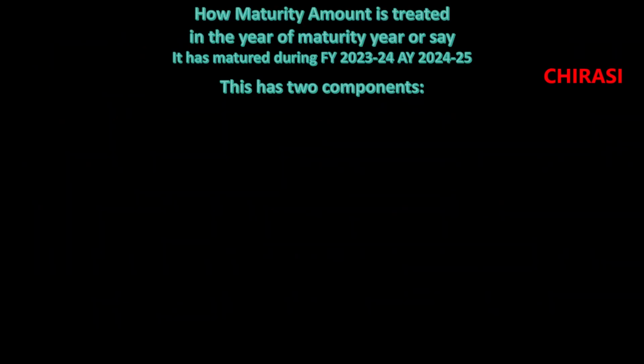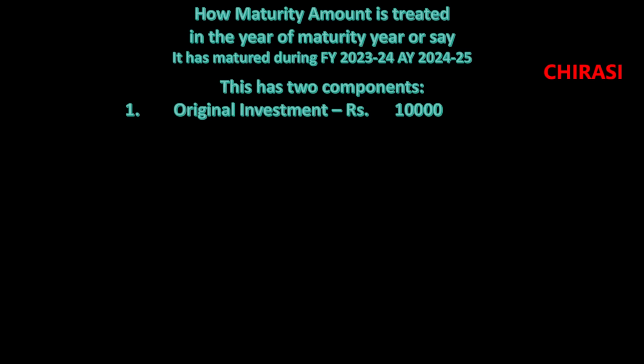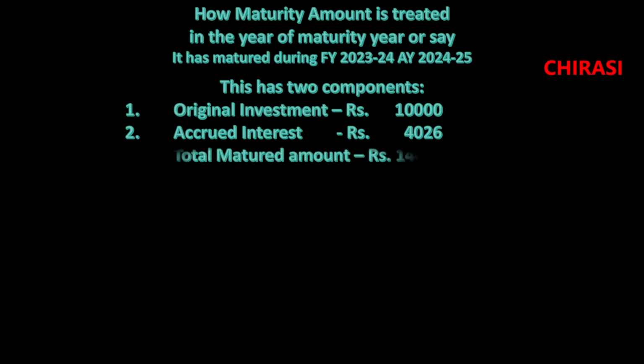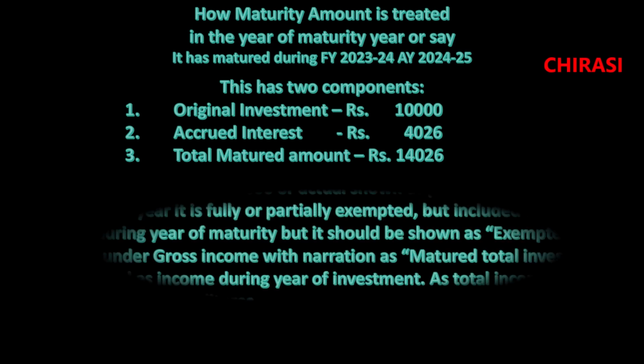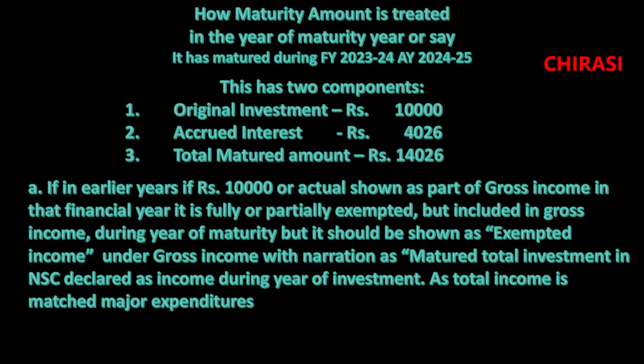So, as per this approach, what happens? Let us see. This has two components. One is the original investment, rupees 10,000. The accrued interest, in the example we have taken, is 4,026. Now the total matured amount is rupees 14,026. If in earlier years rupees 10,000 was actually shown as part of gross income as other sources of income, in that financial year it is fully or partially exempted but included in gross income.